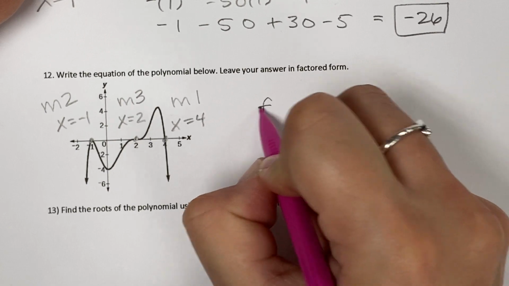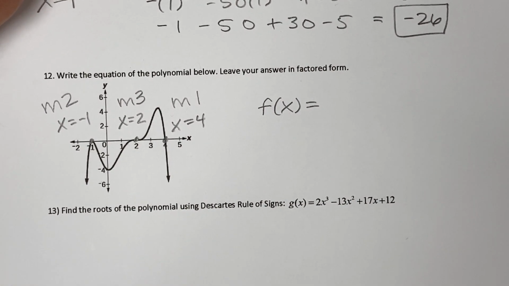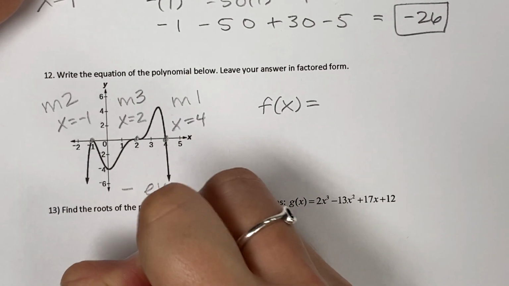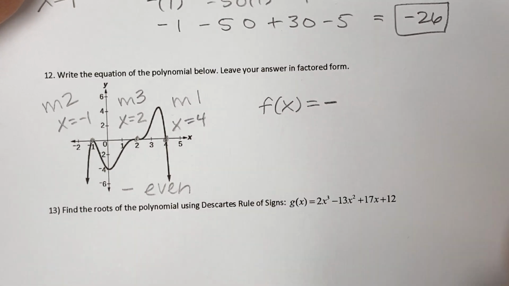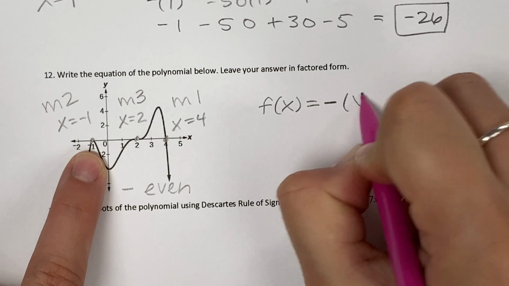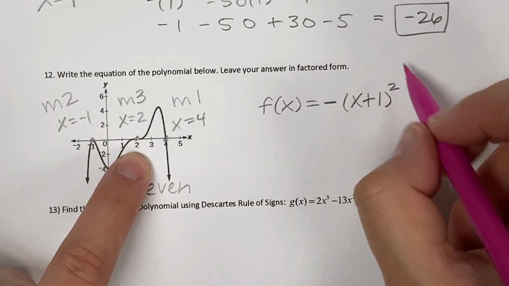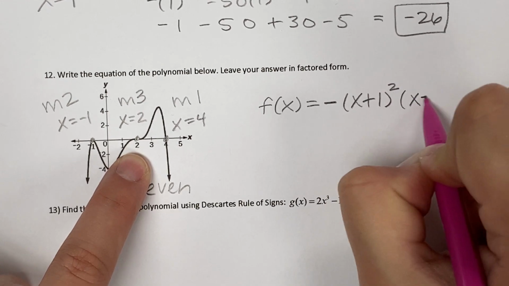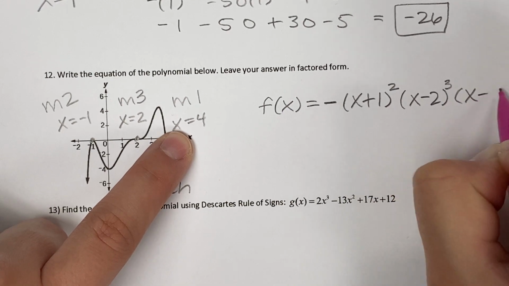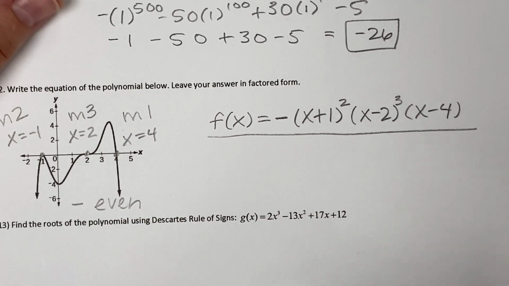So now I write my equation, f of x equals, well, I need to figure out if it's positive or negative. If both arrows are pointing down, that's a negative even graph. So I need a negative out in front. Okay, we'll start over here. If x is negative 1, that's x plus 1. Multiplicity is 2. If the x is positive 2, we'll write x minus 2, multiplicity 3, and then x minus 4, the multiplicity is 1, so I don't need to write it. There's my equation.